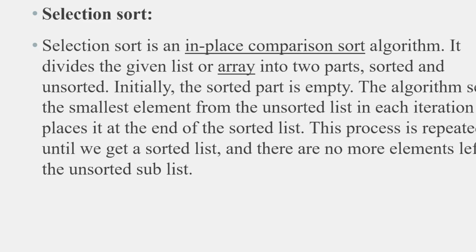The algorithm selects the smallest element from the unsorted list in each iteration. So in every iteration, it will select the smallest element. After selecting the smallest element, it will place it at the end of the sorted list, at the starting of the sorted list. This process is repeated until we get a sorted list and there are no more elements left in the unsorted sublist. So I will explain this with the algorithm.